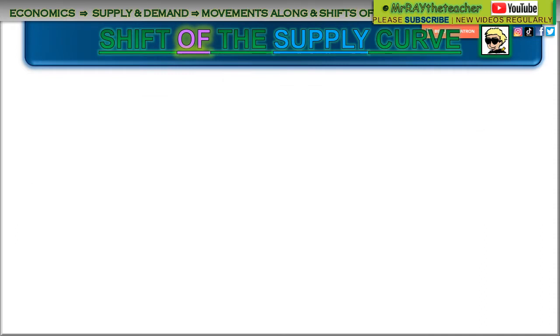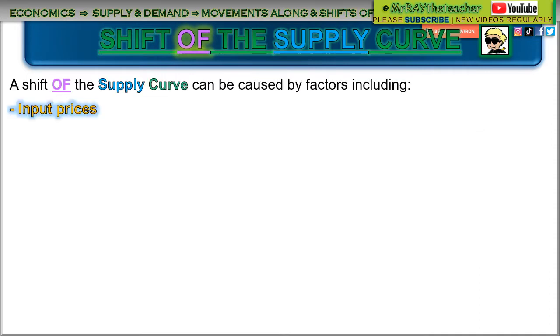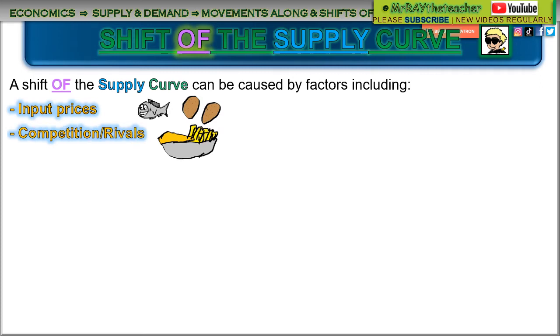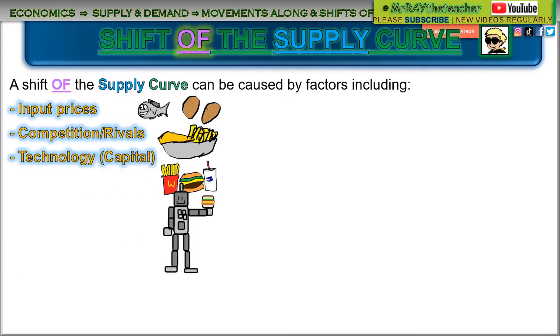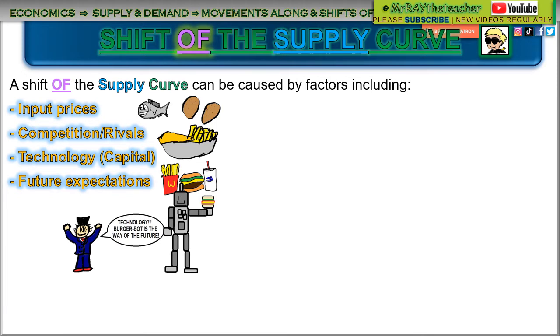So now moving on to shift of the supply curve, and there's various factors that can contribute to this. Input prices. So maybe your fish and potatoes for your fish and chips cost more. Competition and rivals. So maybe there's a burger shop down the road. Technology, so it's capital. Maybe you've got robots to make burgers cheaper because they don't go on strike, they don't take sick days, they are at our beck and command until they take over. Future expectations, so maybe you become rich, so technology, burger bot is the way of the future.